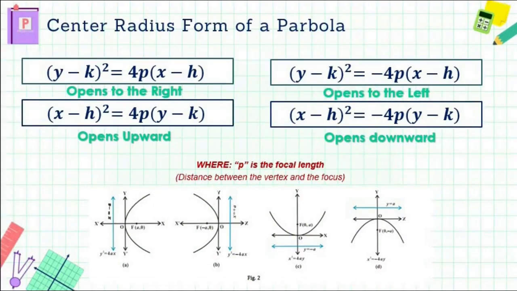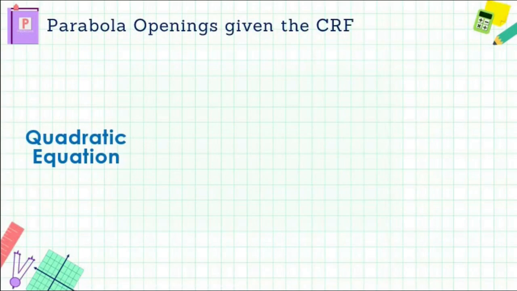Moving on, let me now discuss how to easily identify the orientation or opening of a parabola given the center radius form. I prepared a simple illustration. We know that all conic sections are quadratic equations. And when we say quadratic equations, these are types of equations wherein the highest degree or exponent is 2. Now, how will you know that a quadratic equation is a parabola? The only thing that you need to look at is how many variables are squared.